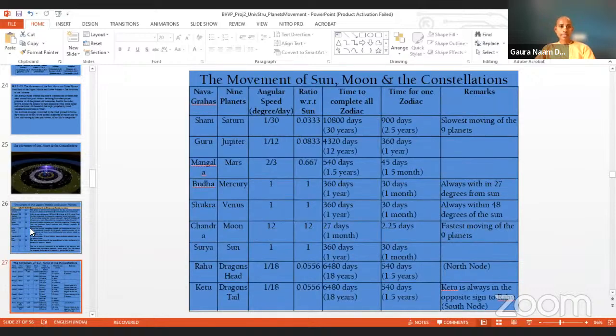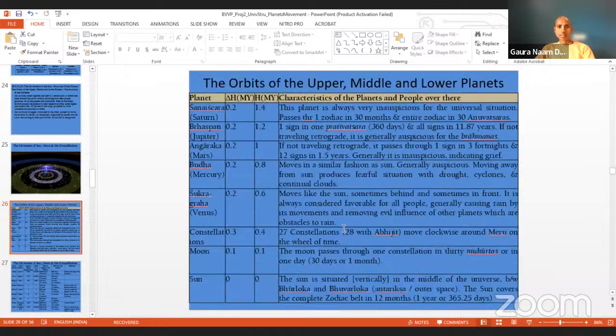This is like movements, and this is like the distances that we have. And there are some more descriptions about each of the grahas that are mentioned. For each of the things that we can see, there is some description we can read from here.